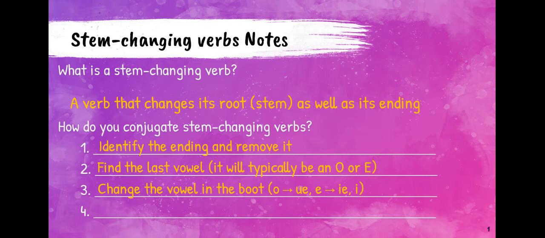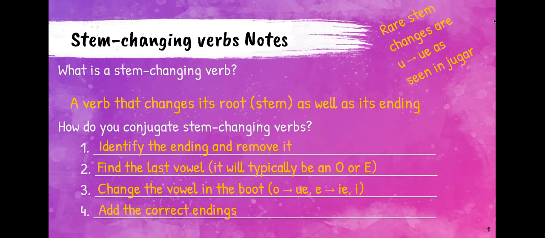Once you find that last vowel, again, after removing the ending, you're going to change the vowel in the boot. So this change only happens in 4 of the 6 conjugations. And when you draw a line around it, it looks like a boot. When you change the vowel in the boot, the O will go to a UE and the E will go to an IE or an I. That will usually be found next to the verb, or you have to memorize it.